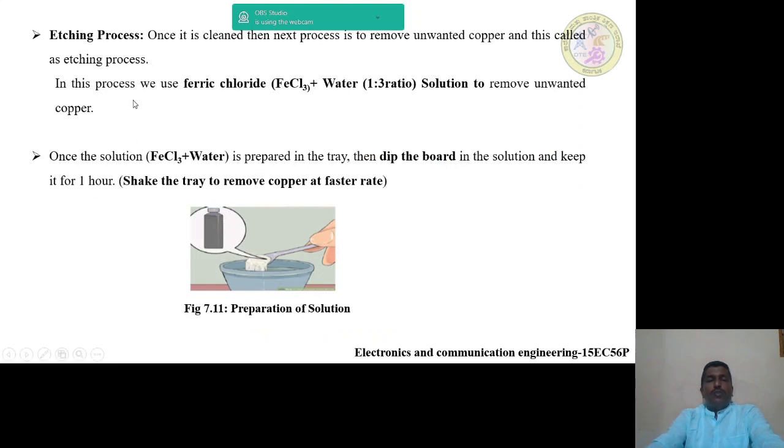Next process is to remove the unwanted copper by using etching process. In this, we are going to use acid etching process. In this process, we are going to use ferric chloride and water solution that can be prepared by taking 1:3 ratio of FeCl3 and water. This can be used to remove unwanted copper.